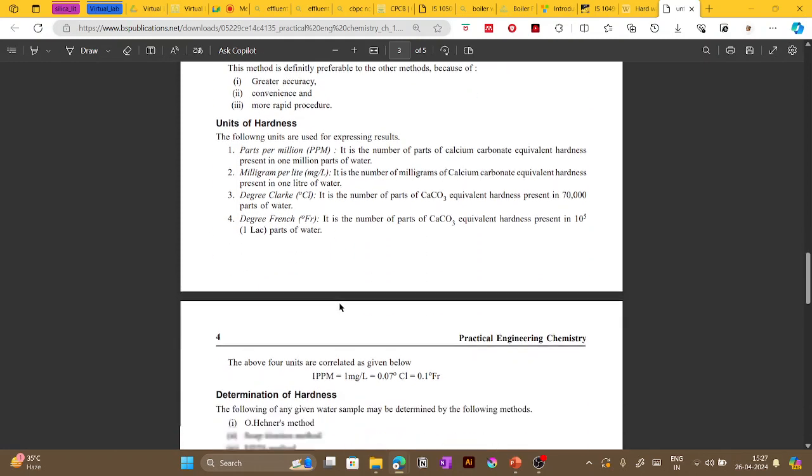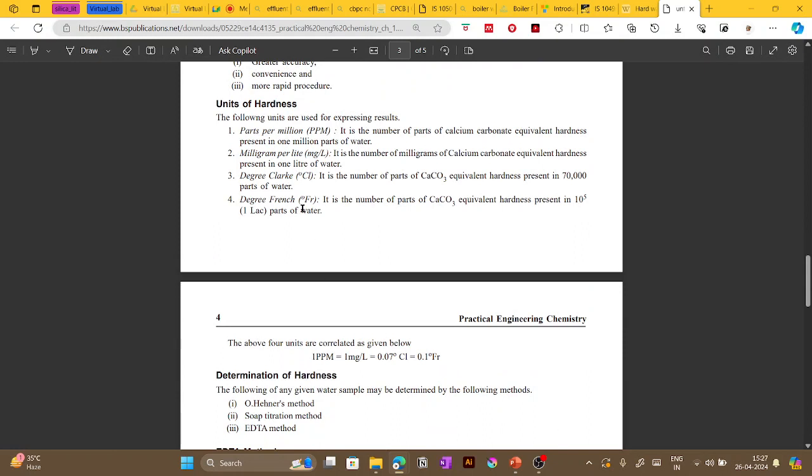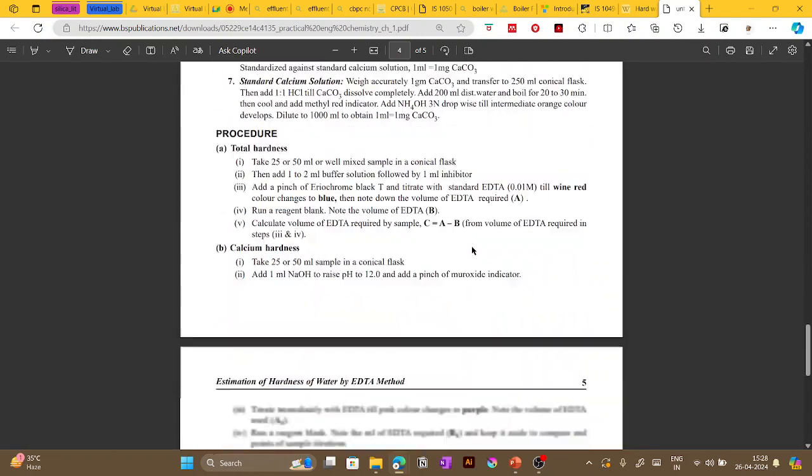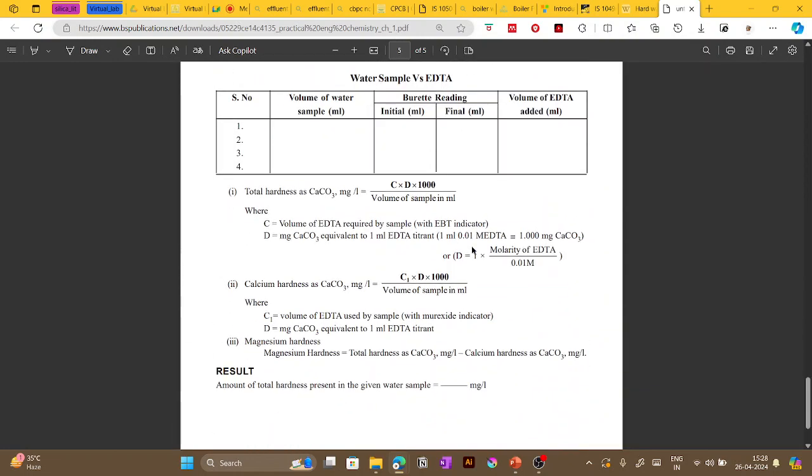And there are different units also. So one that we will be working with is ppm or milligram per liter, which are equivalent. Some people also use degree Clarke. So what is degree Clarke? It's the number of parts of CaCO3 equivalent hardness that is present in 70,000 parts of water. And from Wikipedia you will get different conversions of hardness units.